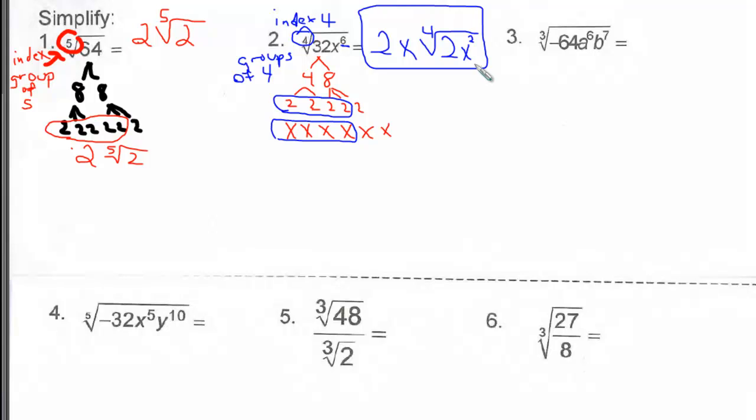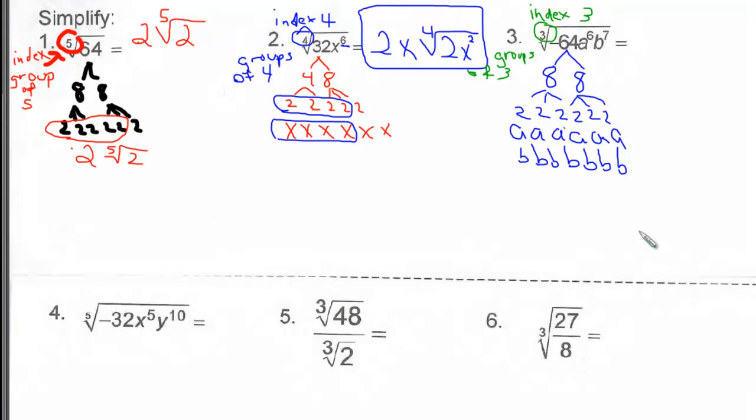Let's look at another example. The index in example 3 is a 3. This tells me that I'm looking for a group of 3 to pull out. So when we break down 64, we get 8 times 8, and 8 times 8 is 2 times 2 times 2 times 2 times 2 times 2. And underneath the 2's, we have 6 a's and 7 b's.